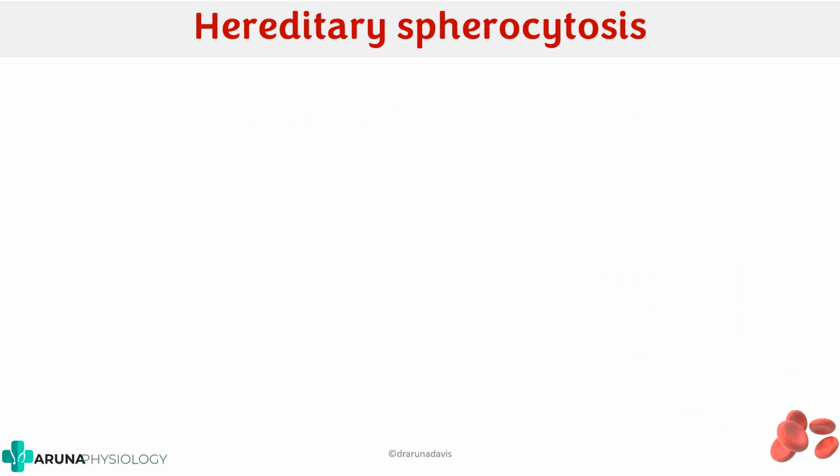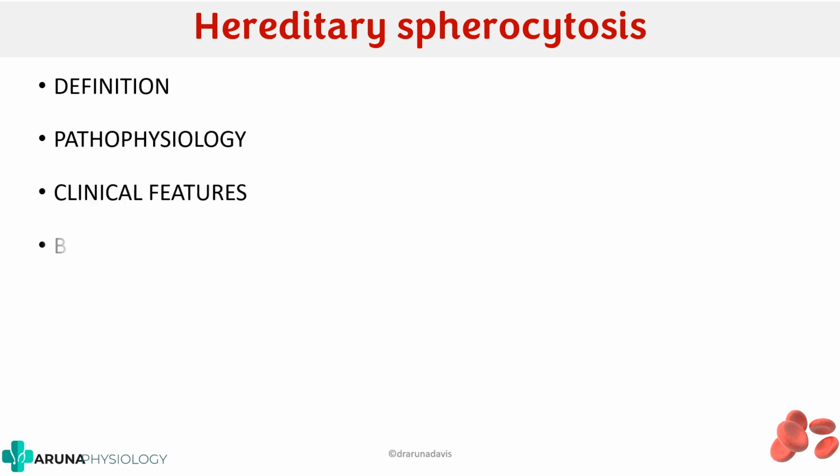So in this video, along with the classification of hemolytic anemias, we've also seen hereditary spherocytosis. We discussed what hereditary spherocytosis is, the pathophysiology, clinical features, the blood picture, the management, and finally some physiological basis questions from hereditary spherocytosis.